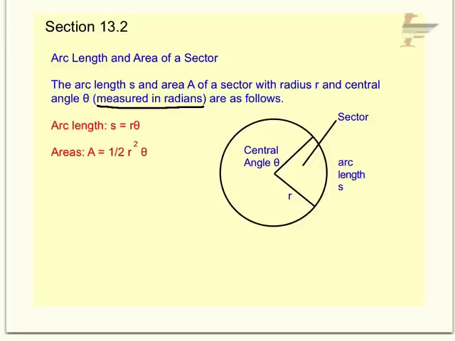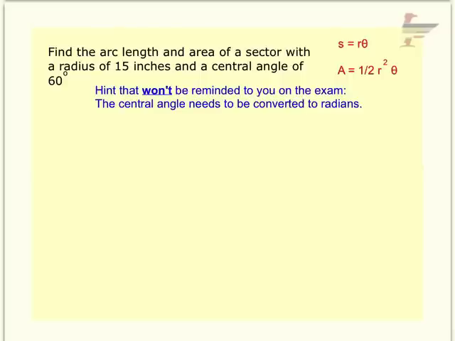These two formulas you do not have to memorize, but you'll have to know how to use them. Arc length, denoted by S, is equal to your radius times theta. And the area of the sector, this chunk right here, is 1/2 times the radius squared times theta. Again, theta has to be in radians, and that will not be reminded to you.